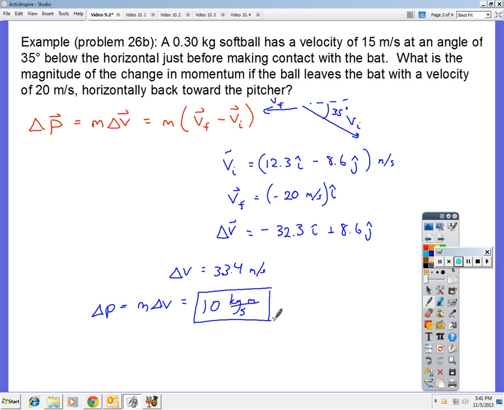Now the question is, what caused that change in momentum? And the answer to that is the force exerted on the ball by the bat. So when you apply a force to something, it changes its momentum. We can also say that that force was relatively large because the ball was not in contact with the bat for very long, presumably. And so for a force to act for a short time and cause a significant change in momentum means it has to be a very large force.